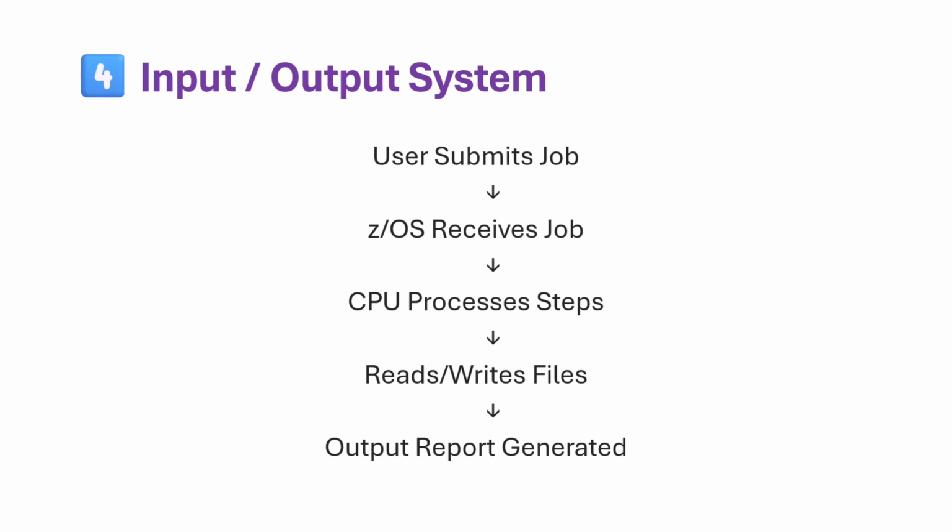6. Job processing flow. Let's understand how a job is processed inside a mainframe. First, a user submits a job. Then, z/OS receives the job and manages its execution. The CPU processes each step of the job. During processing, files may be read or updated. Finally, the system generates the output report. This process is commonly used in banking, payroll systems, billing systems, and batch processing.